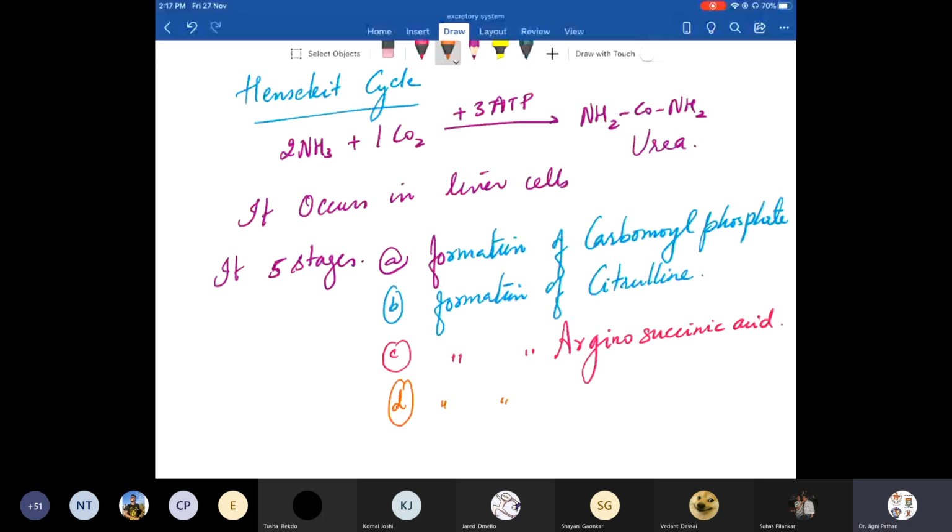Arginine, E is urea and ornithine. So these are the 5 steps that take place.